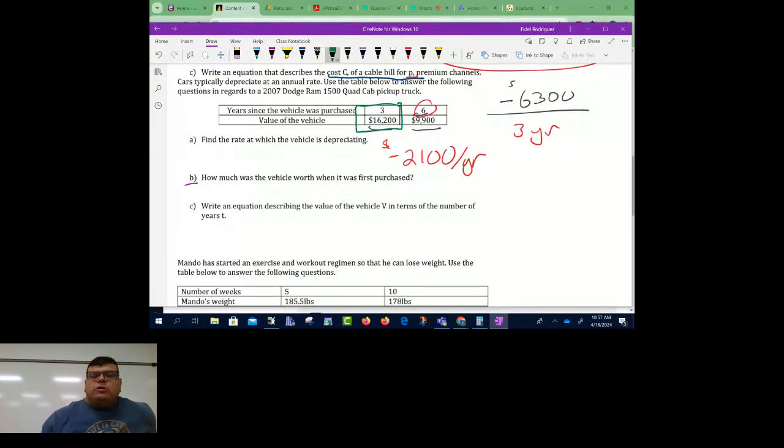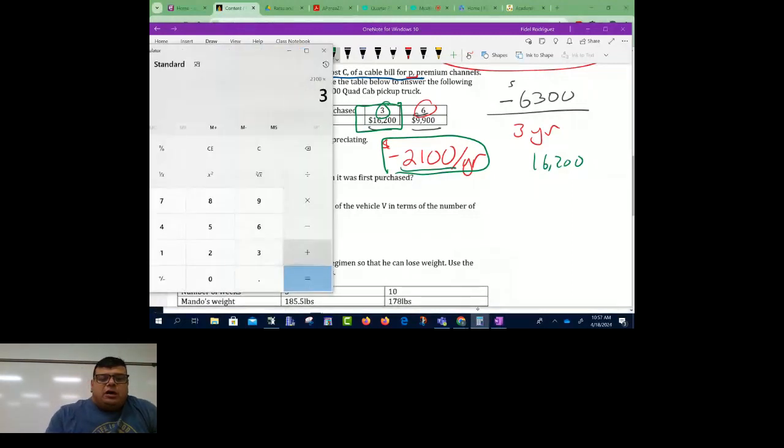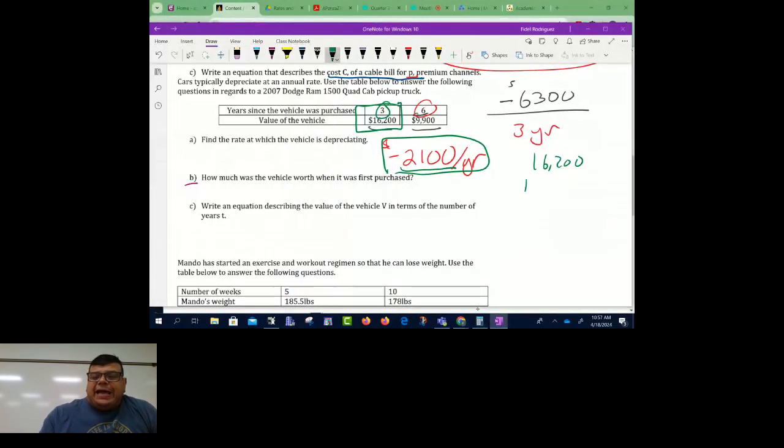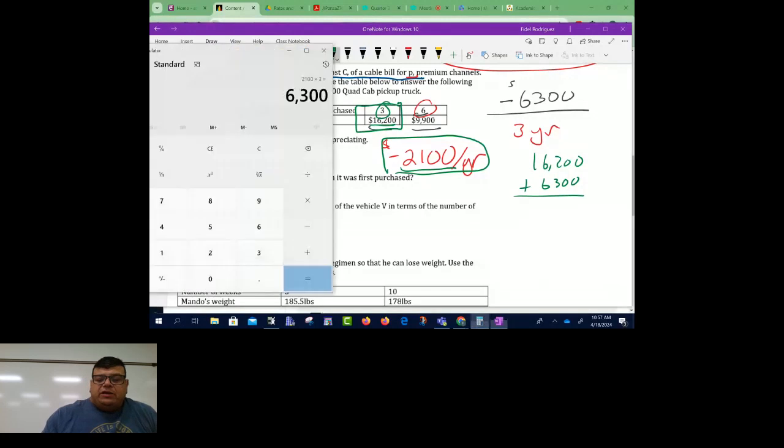Okay. So look, y'all, if we were losing $2,100 a year, and I want to figure out, well, I know what it was worth 3 years later. 3 years later, it was worth $16,200. But if I was losing this much every year, I want to go backwards. So y'all, I'm going to take 2,100. I'm going to multiply it by 3, 6,300, right? Y'all, if I were to add that number back to what it was worth 3 years later, I'm going backwards now. Then we could figure out how much the truck was worth when we first got it.